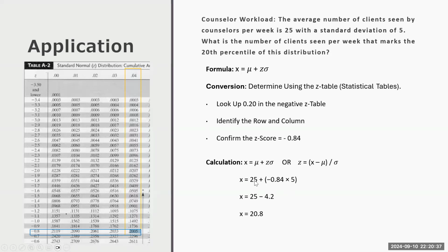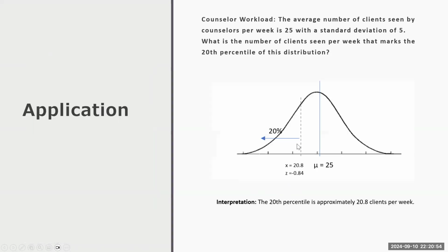So you can see I plugged that into the formula here. So x equals 25 plus. I calculate this first because of the order of operations. So negative 0.84 times 5 equals negative 4.2. I subtract that from 25, and it gives me an x of 20.8. What does that mean? It means the 20th percentile is approximately 20.8 clients per week. And you can see I've drawn that out for you and estimated where that is.